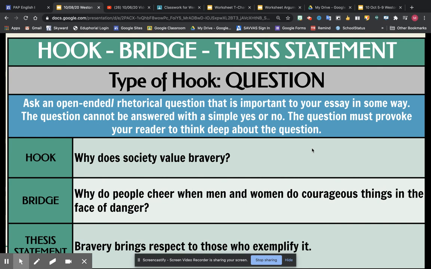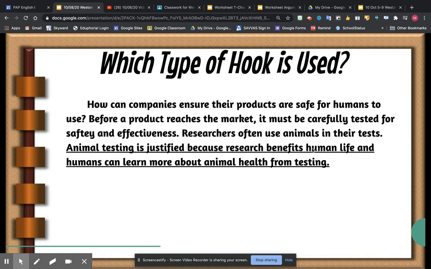So, those are just four very simple types of hooks, and then the example of the bridge that connects to the thesis. So, let's see if we can figure out what type of hooks these are. How can companies ensure their products are safe for humans before use? Before a product reaches the market, it must be carefully tested for safety and effectiveness. Researchers often use animals in their tests. Animal testing is justified because research benefits human life, and humans can learn more about animal health from testing.